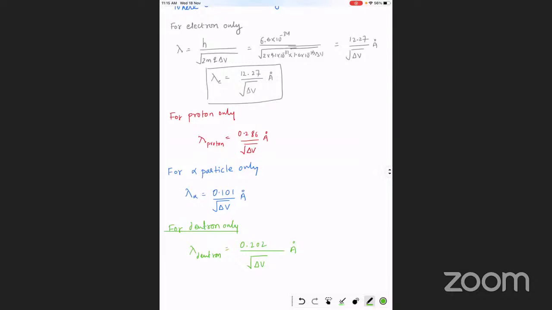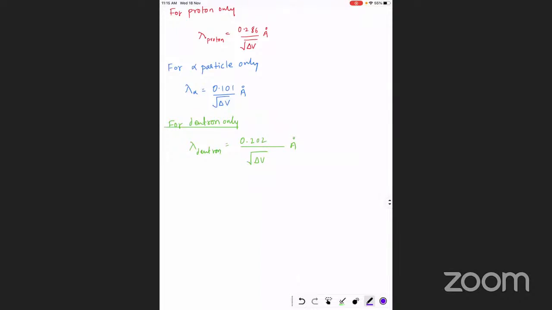Okay. Copied, everyone? Now write de Broglie wavelength for the neutron. Right? For neutron. Neutron is an uncharged particle. For neutron only. It is uncharged. So you will start from very basic, h by p. At the place of p, you can write under root 2mKE.